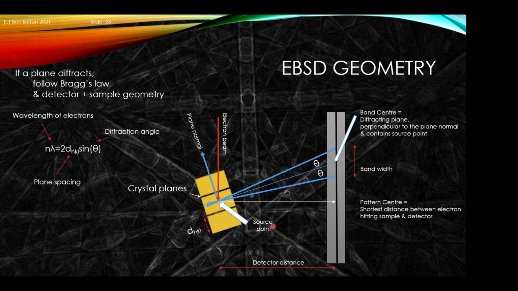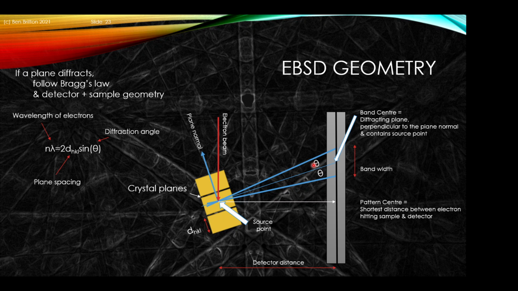There are specific geometries, therefore, that are important with regards to the source point position that describes effectively the pattern center. So that's effectively the shortest distance between the screen and the sample. The band center is the diffracting plane that effectively is perpendicular to the plane normal and contains the source point position. And the band width effectively is described by this theta, or in fact 2 theta, that's inscribed in here.